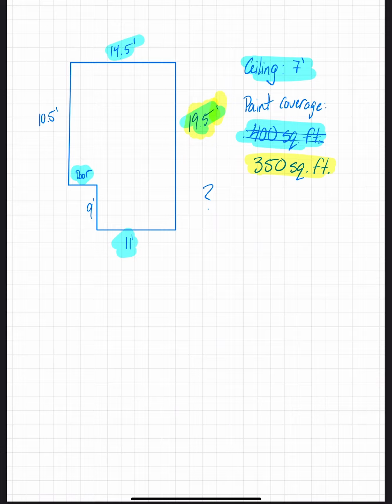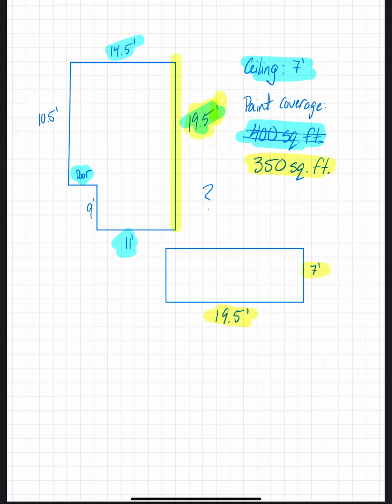Just to give one little picture of this, I'm going to take my 19 and a half foot wall here and make a 2D picture, a representation of what it would look like if we were looking at the wall, not to scale. This is not a super beautiful picture, but I know this is 19 and a half feet. That's the length of my wall. And I know that my ceiling is 7 feet. So how do we find the area of a box or a rectangle? Well, we take base times height, right?